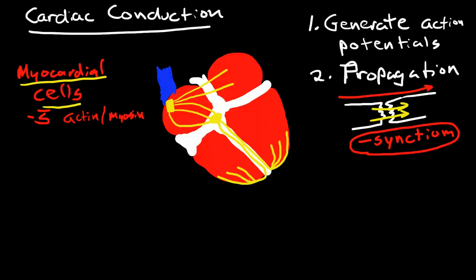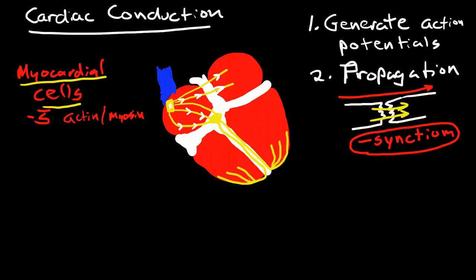Now, with a normal healthy heart, action potentials are initiated in the SA node, and they start off in the SA node, and then they travel across from the right atrium to the left atrium, and they travel from the SA node along the internodal pathways to the AV node.